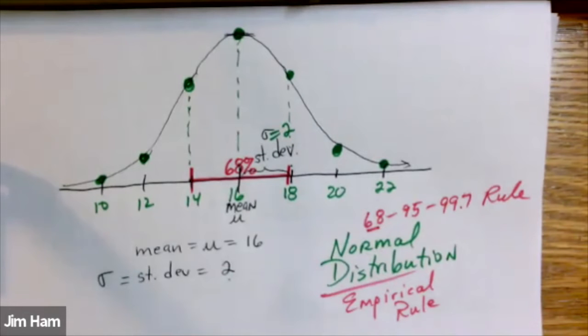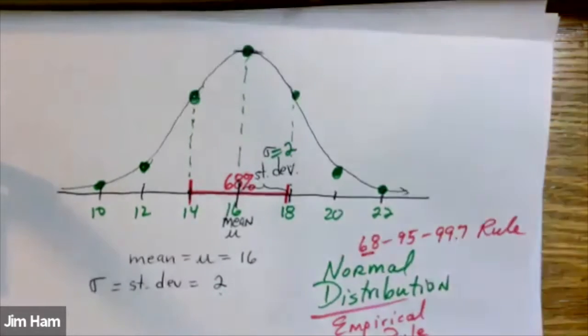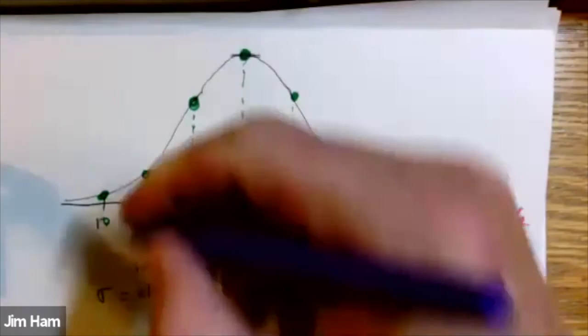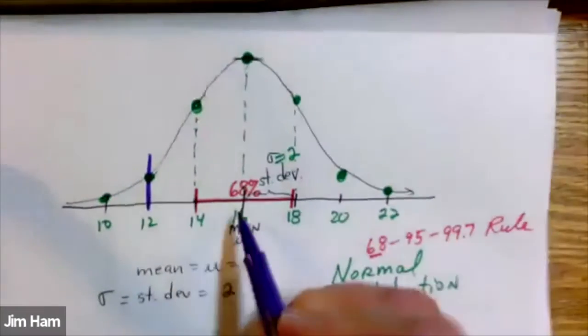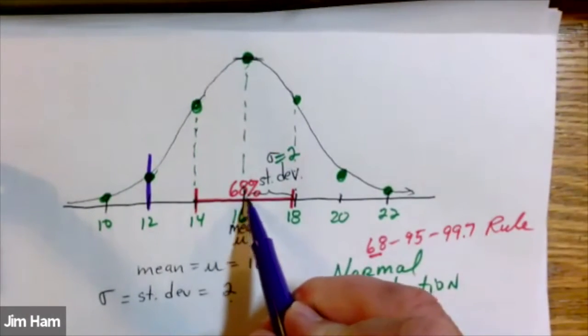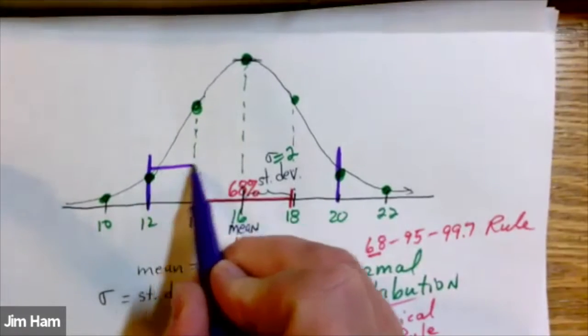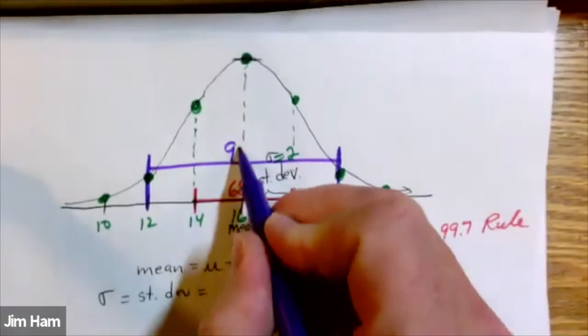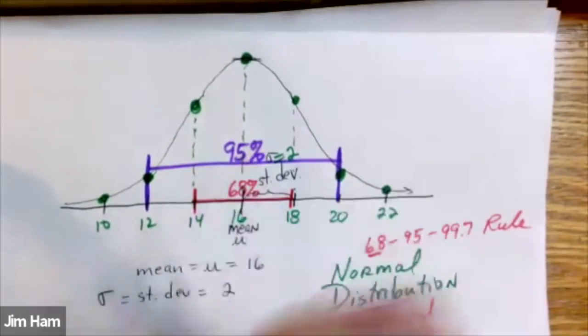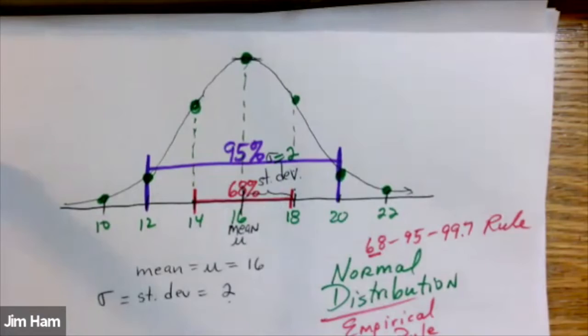If we go out 2 standard deviations to the left, 1, 2, and hit 12, and we go out 2 standard deviations to the right, 18, 20, here, then what you're going to observe is that 95% of all the data values would be within 2 standard deviations.